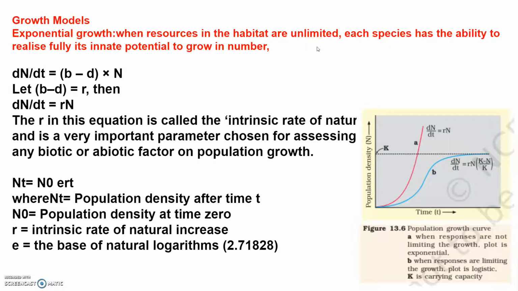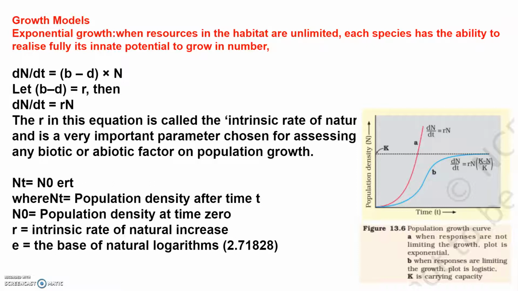Now resources, that is food and space availability, are essential for the growth of the population. When resources in the habitat are unlimited, available in plenty, each species has the ability to realize fully its innate potential to grow in number. As Darwin observed while developing his theory of natural selection, the population grows in an exponential or geometric fashion.